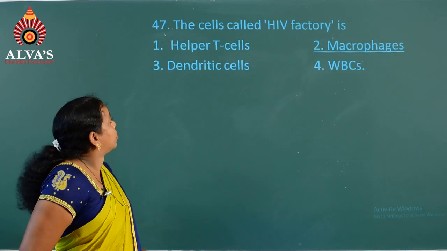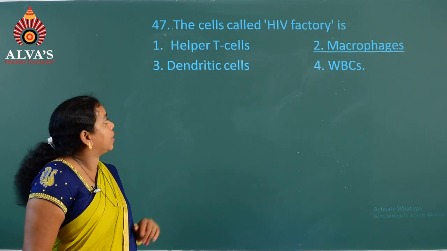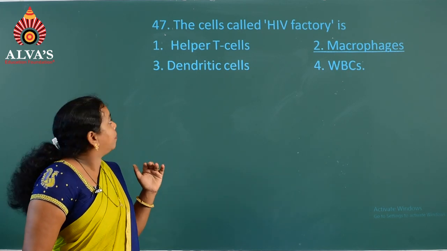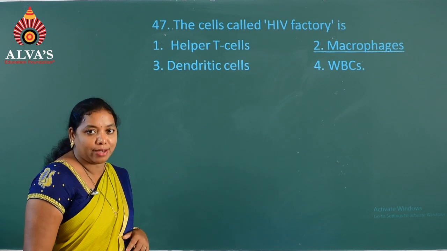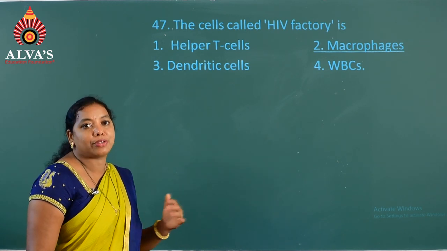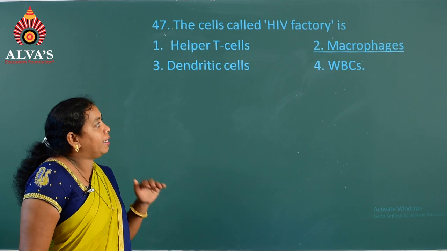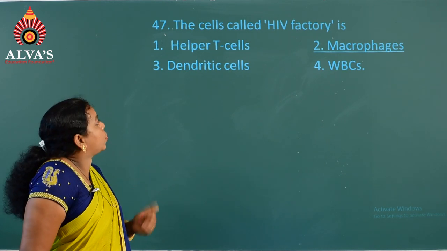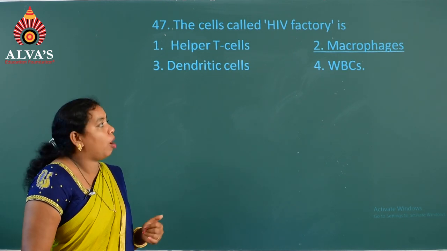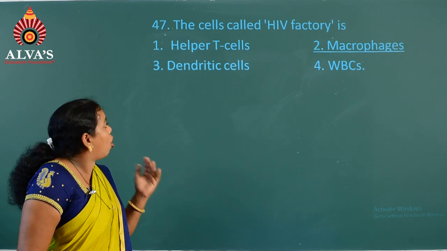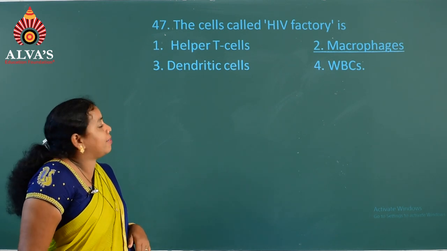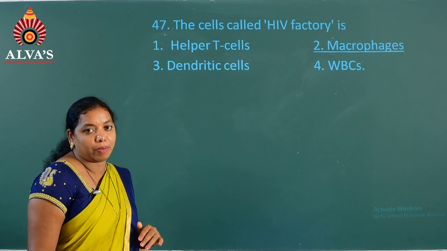Moving on to the next question, question number 47. The cell called the HIV factory is... that is, the life cycle of HIV continues in which cell? Option 1 is helper T cells, option 2 is macrophages, option 3 is dendritic cells, and the fourth one is WBCs.